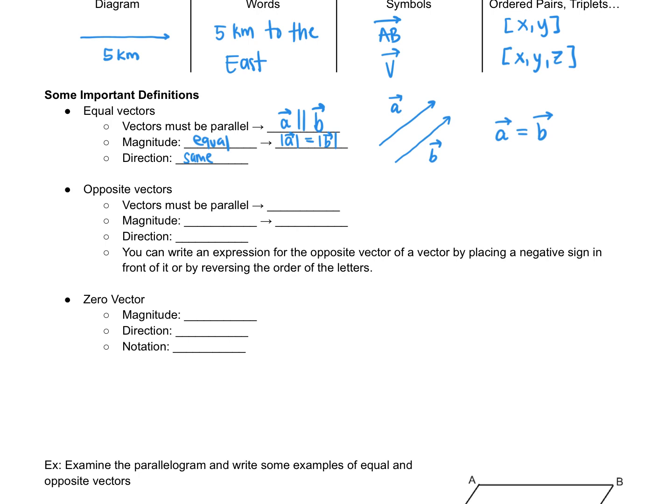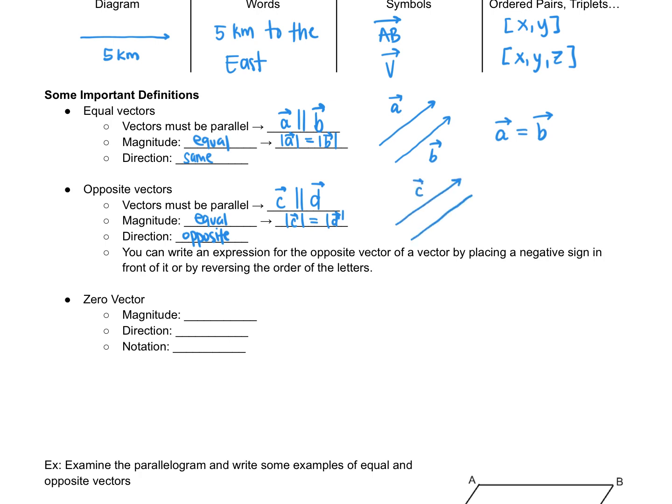Opposite vectors, very similar to equal vectors, except their directions are opposite to each other. They're still going to be parallel, so now I'll use C. Let's say vector C is parallel to vector D. Their magnitudes will still be equal. The magnitude of vector C is equal to the magnitude of vector D, but their directions will be opposite. For example, let's say this is vector C.